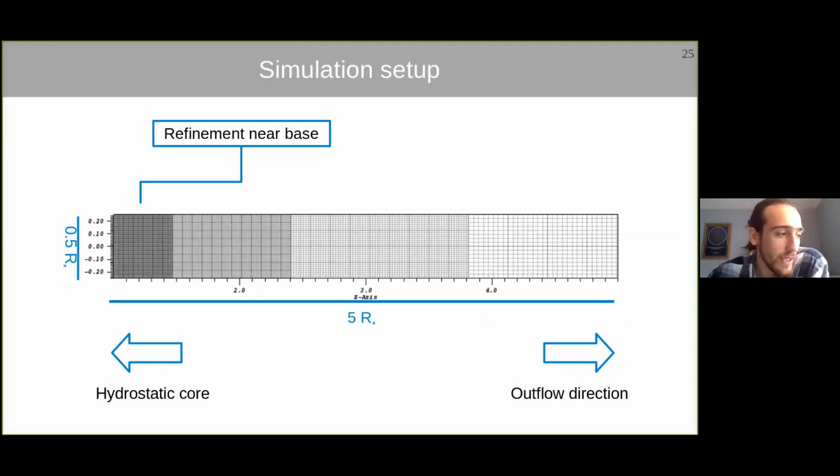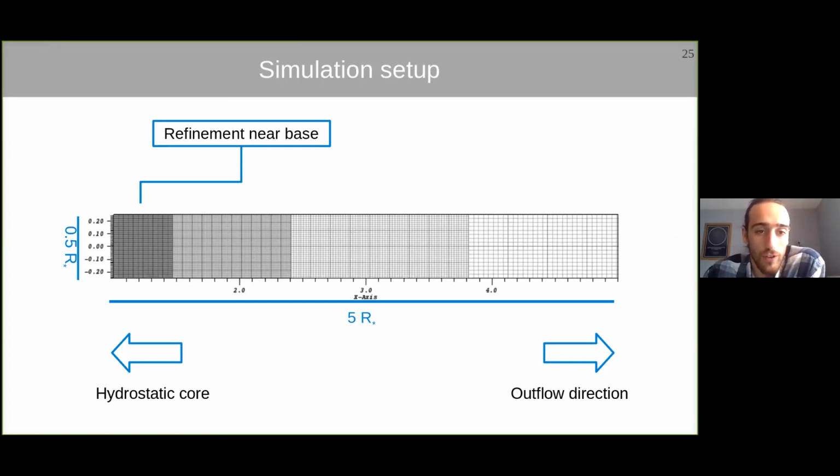So the equations that I've showed earlier are solved in a finite volume type of way. That means that we take a numerical mesh, and in each mesh point locally, we solve those equations. So I take a numerical box that is 5 stellar radii across and half stellar radii wide, and I paste it to the hydrostatic core of the star, which is here on the left of your screen.